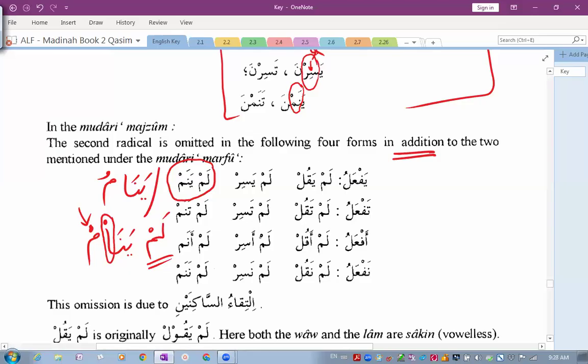The same happens with all of these: lam yasir, lam tasir, lam asir, lam nasir, lam yakul. It was qala yakulu. So let's take yakulu. We bring lam before it, and as soon as we bring lam before it, yakulu becomes yakul. Now we have iltiqa'u sakinain, two sukoons coming together. The waw with the sukoon has to go away. So lam yakul.